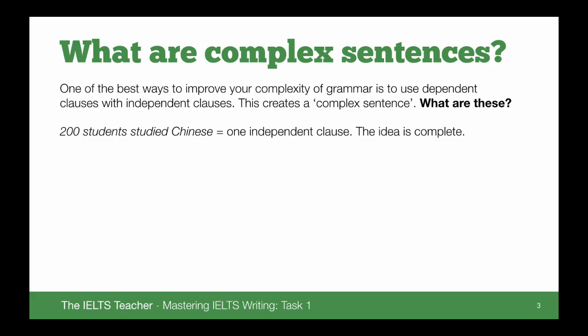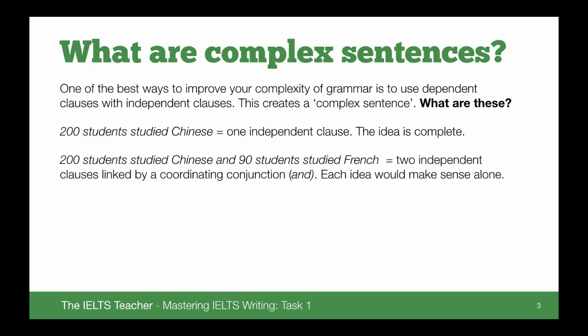First of all, 200 students studied Chinese. This is one independent clause. The idea is complete. 200 students studied Chinese and 90 students studied French. These are two independent clauses linked by a coordinating conjunction, something like and or but or. So each idea makes sense alone.